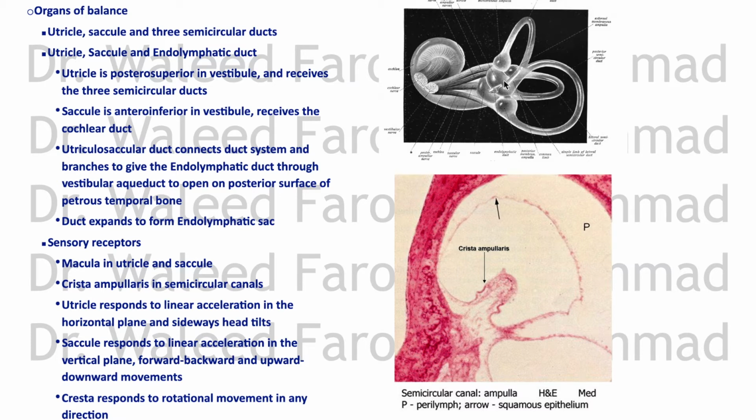Now, the utricle is superior, or above, the saccule, and they are connected by a duct called the utriculosaccular duct. This utriculosaccular duct branches and leads to an endolymphatic duct that runs in its own canal and opens at the posterior surface of the petrous bone as the endolymphatic duct and sac. Okay, we have mentioned this before.